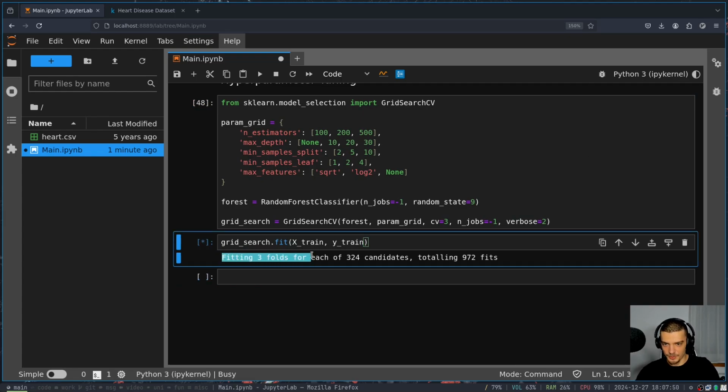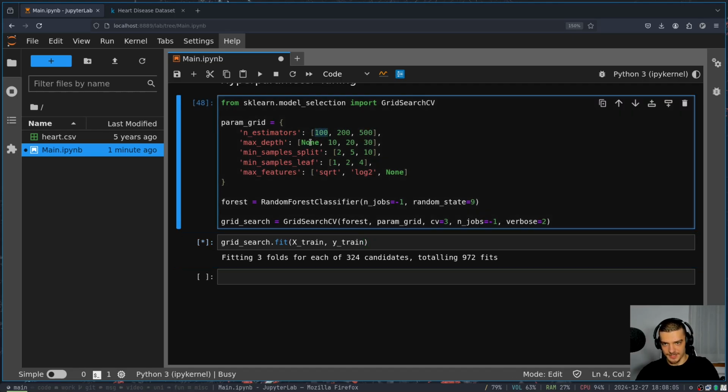You can see we're fitting 3 folds for each of 324 candidates, totaling 972 fits. Why is this? Why are these the numbers? Because one forest is going to have 100 estimators, no limit, 2 here, 1 here, and square root. The next one is going to have 100, none, 2, 1, log 2. 100, none, 2, 1, none. Then 100, none, 2, 2, square root. So all of these have to be multiplied.